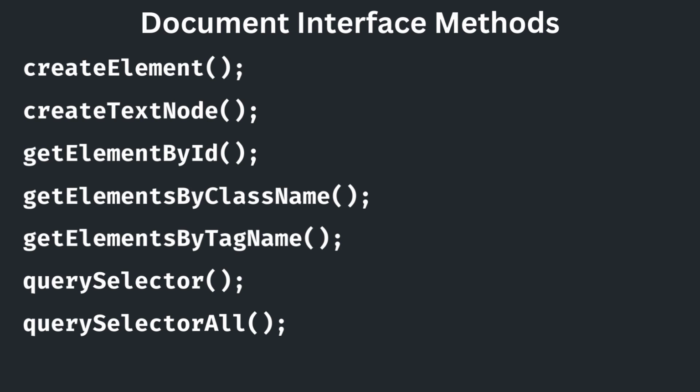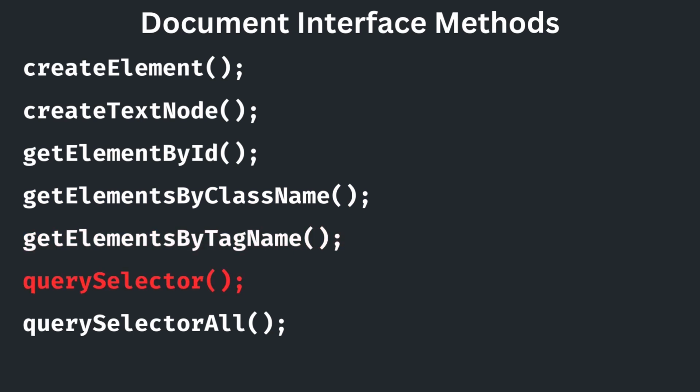Some of the methods include createElement. It just means you can use this method to create any HTML element. createTextNode similarly creates a string of text. getElementById returns an element with a specified ID. getElementsByClassName returns a collection of all elements with a specific class name. getElementsByTagName returns a collection of all elements with a specific tag name.